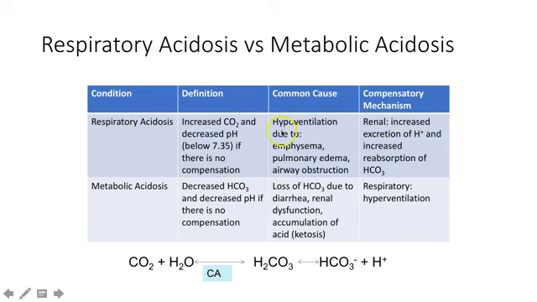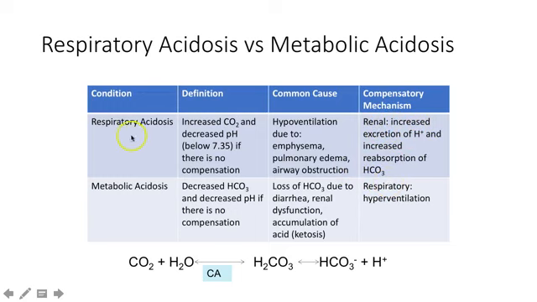What causes it? Usually you're not breathing properly. That's why it's respiratory acidosis. That could be due to emphysema, pulmonary edema, so water and fluid in the lungs, or airway obstruction. Okay. So your kidneys then try to compensate for that, because obviously you can't do it respiratorily. That's where the problem lies. They try to compensate by excreting more hydrogen ions and reabsorbing more bicarbonate ions.